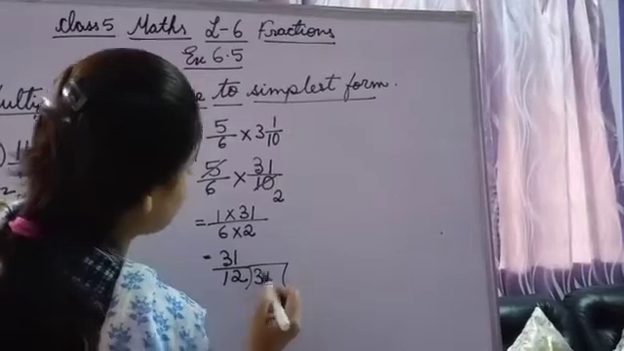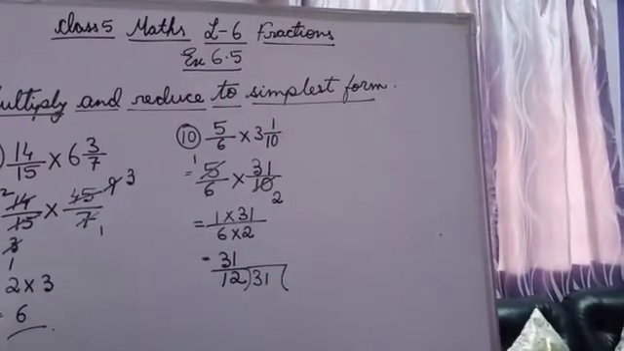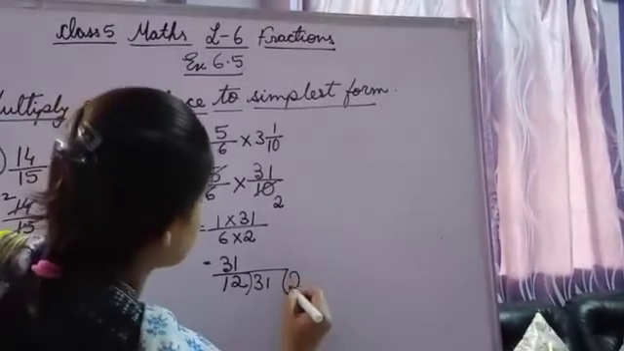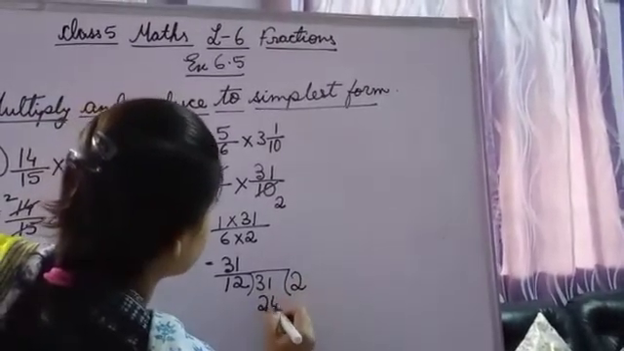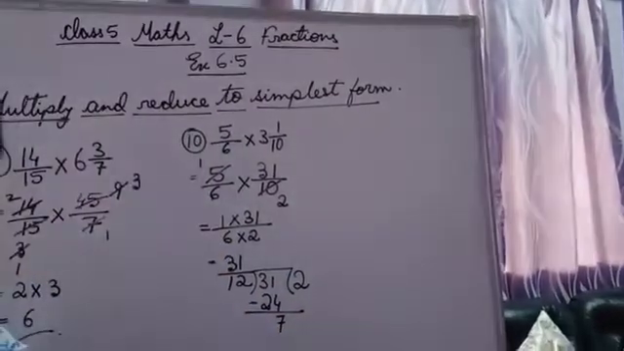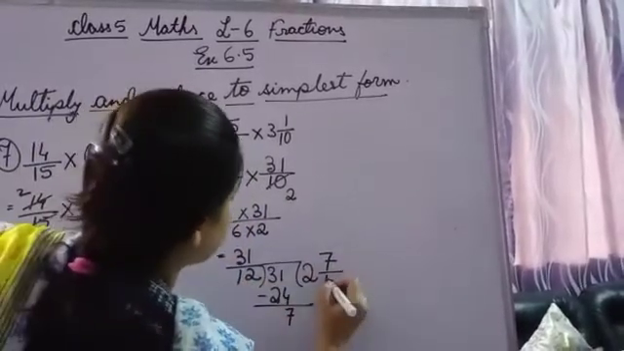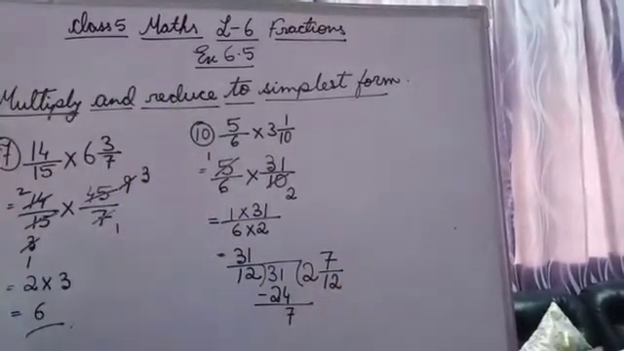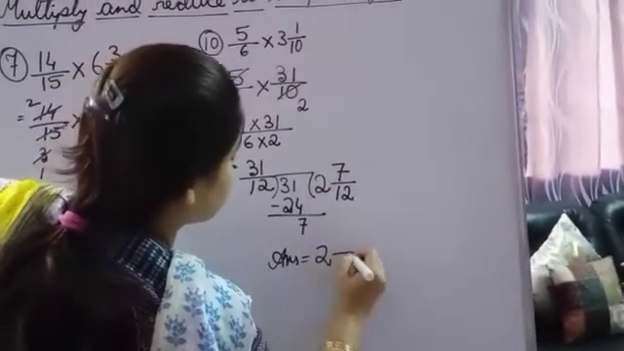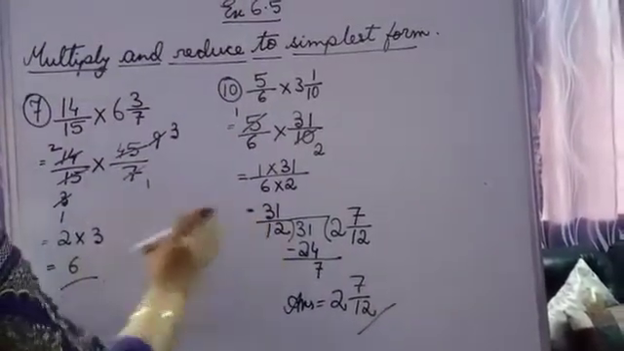So let me do the division. So in the 12 table, children, how many times will it go? It will go 2 times. 12 into 2 is 24. So if you minus this, you will get your 7. Now this 7 will become the numerator and this 12 will become the denominator. So what will be my answer, children? My answer will be 2 7 by 12. So this is the method.